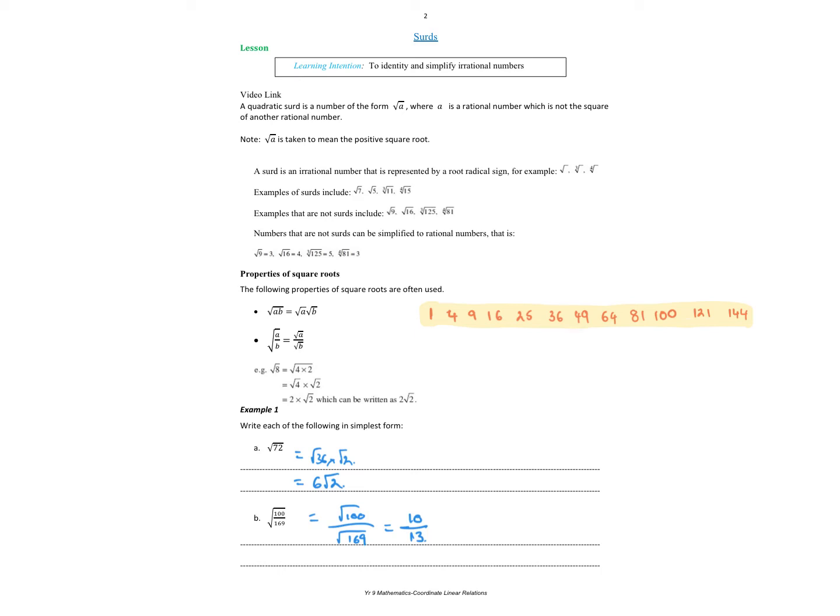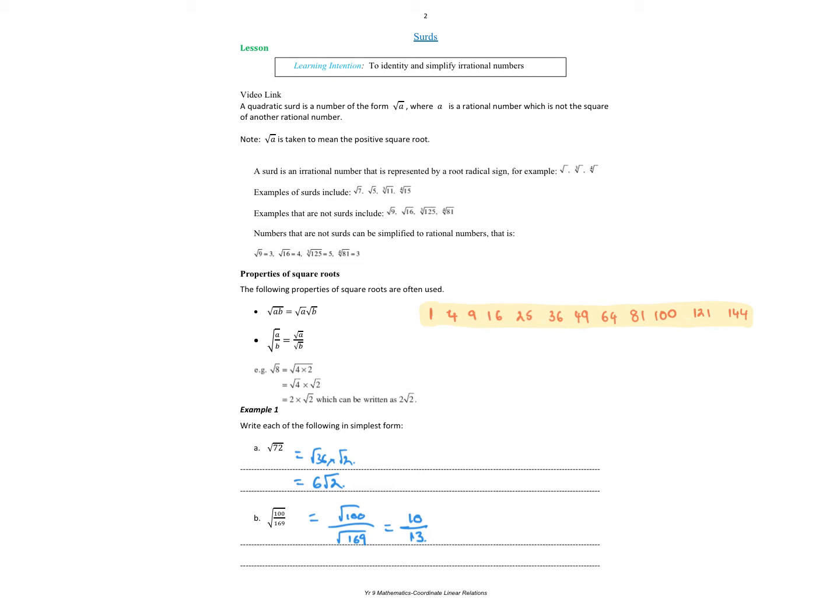Okay, so irrational numbers are numbers that we can't write as a finite decimal or as a fraction. One type of irrational number is what we call a surd. A surd is any number that is under a radical sign or the square root symbol that then can't be simplified to a whole number.